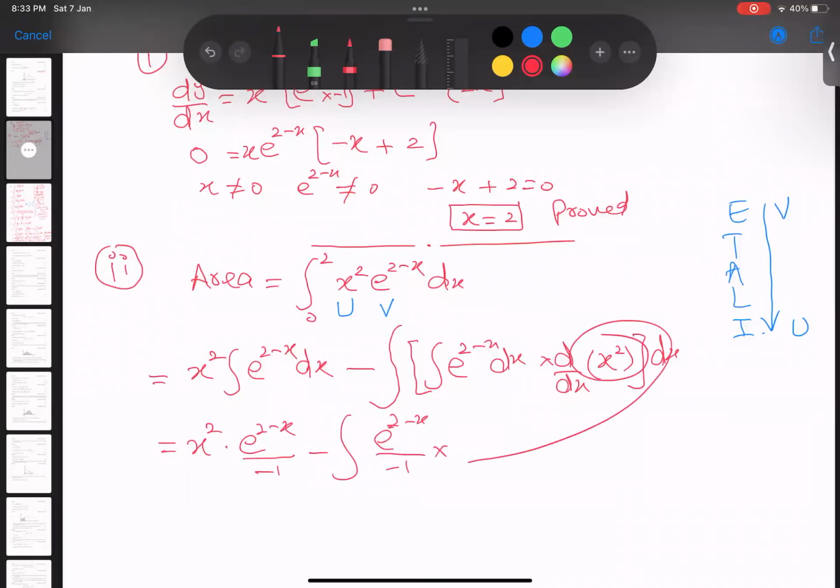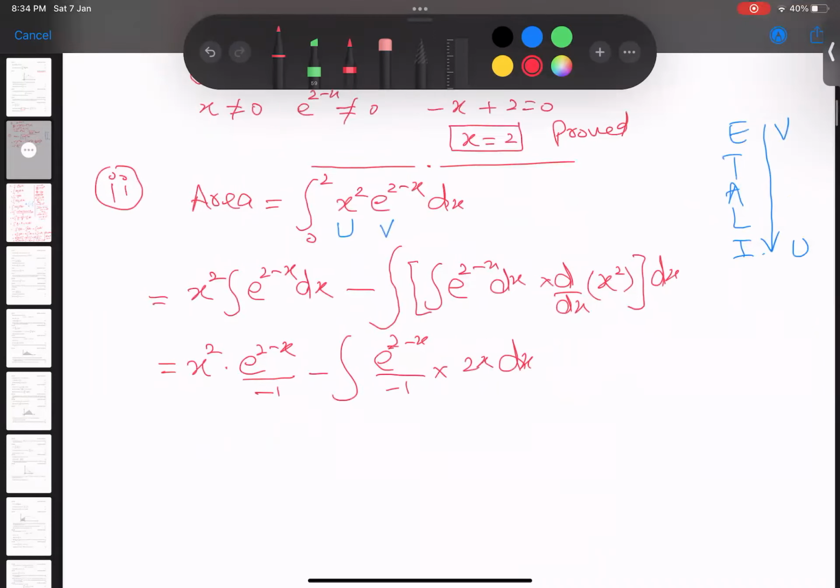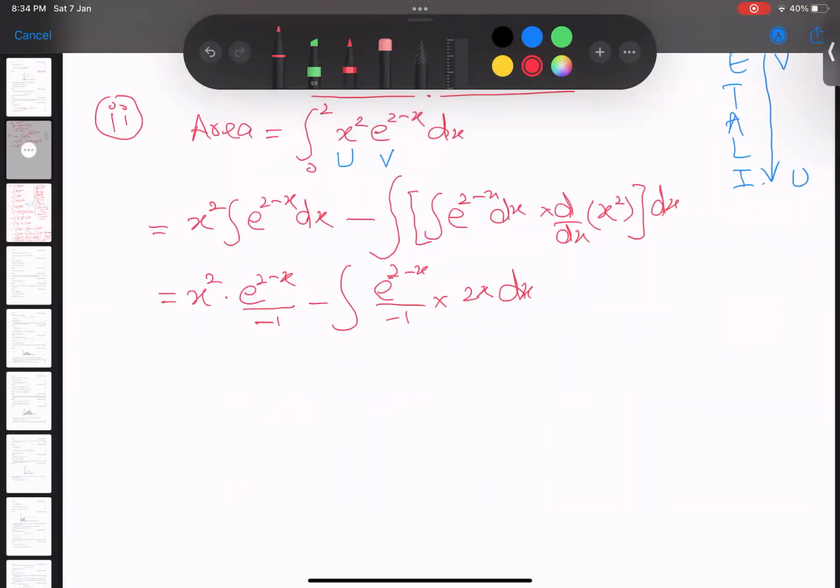And what is x squared differentiation? 2x. Okay, now this part is okay. Now simplification. Don't try to integrate further until you simplify. Okay, minus into minus becomes plus, and these two can come outside. So I get this kind of thing, e to power 2 minus x times 2x.